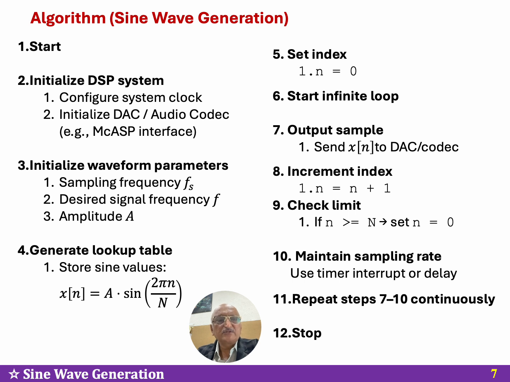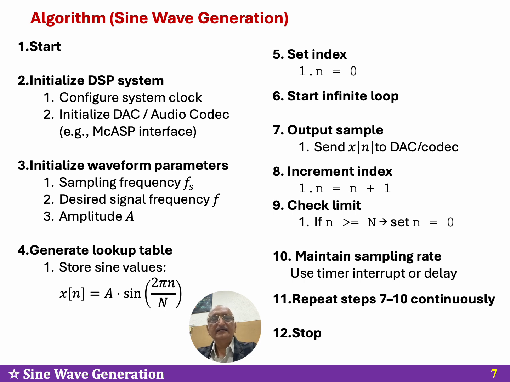Here we will show demonstration of sine wave and triangular wave generation. Algorithm for sine wave generation is: initialize DSP system, configure system clock, initialize DAC as usual, initialize waveform parameters, that is sampling frequency, desired signal frequency and amplitude. Then generate lookup table to store the sine wave values by evaluating this equation x[n] = A sin(2πn/N).